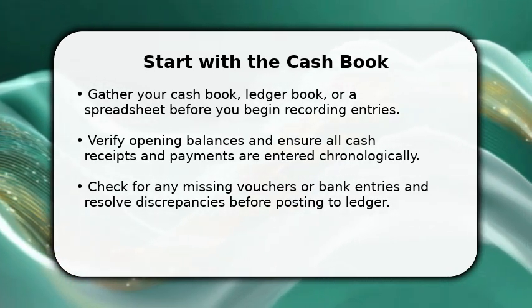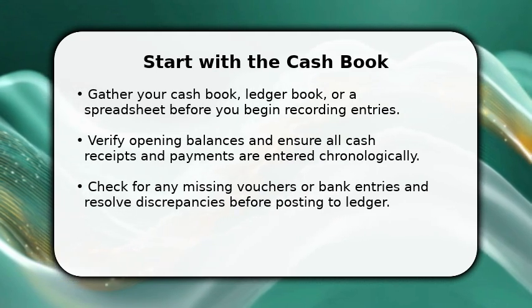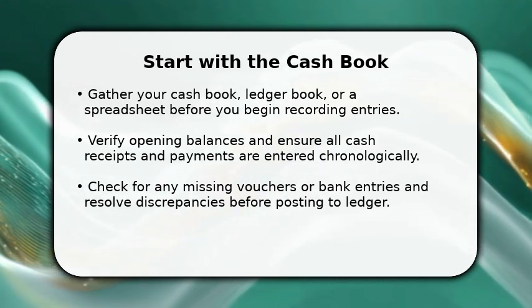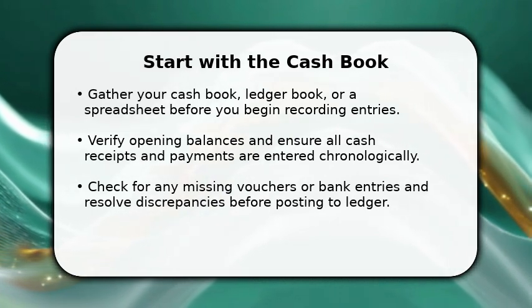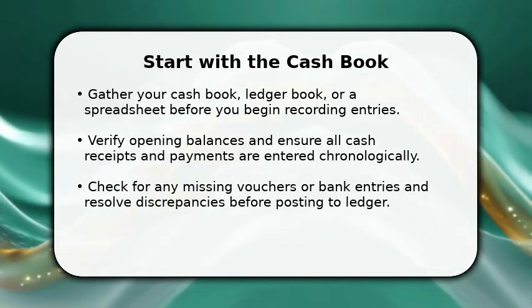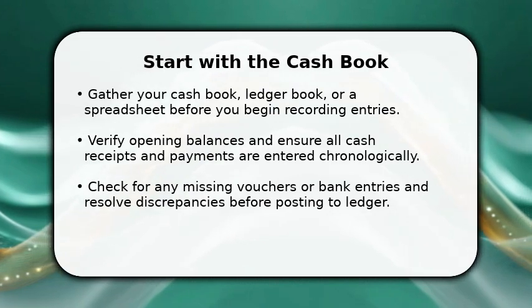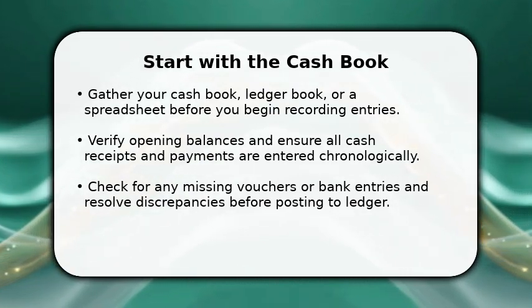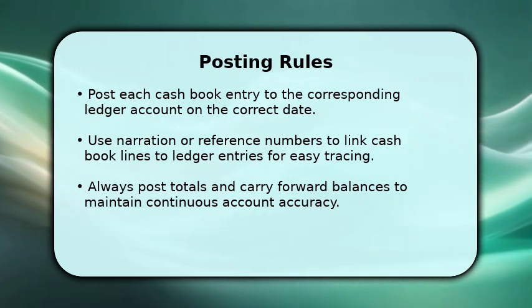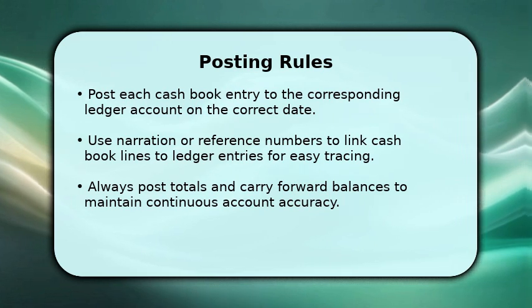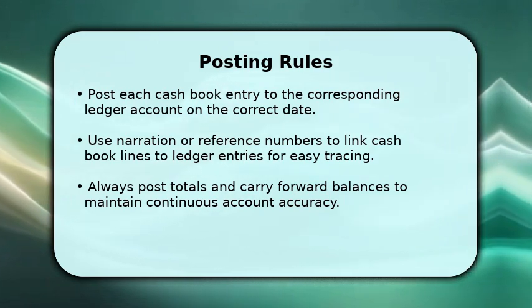Keep entries consistent, note references for cross-checking, and use clear narration so anyone following can reproduce the ledger accurately and avoid common posting errors. To post correctly, transfer each cashbook line to the matching ledger account using the exact date and narrative. Enter debit and credit sides accurately, and include reference numbers to cross-check each item easily.